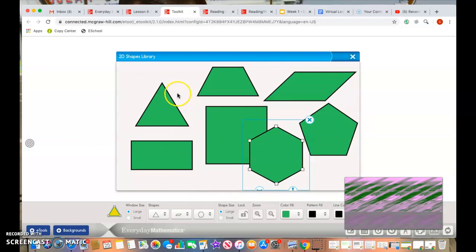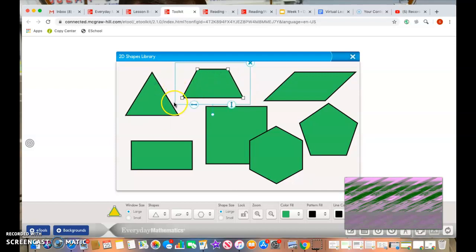So play around with it a little bit on your own in your eToolkit on ConnectEd. And when you're playing around with the different 2D shapes, really take note of those 3 words we were talking about. How many sides, how many vertices, and how many angles.